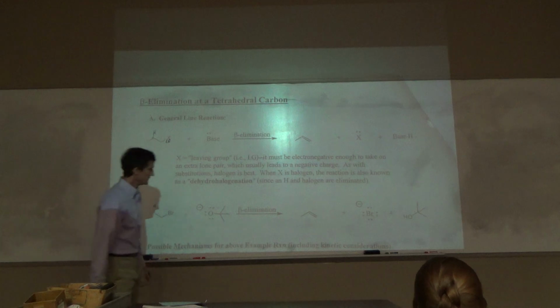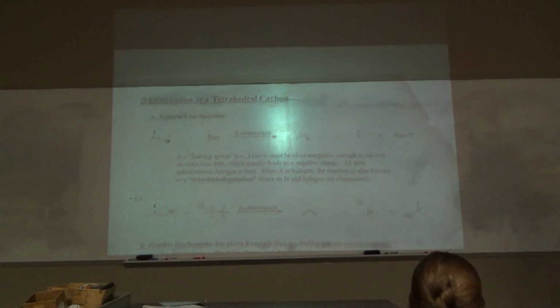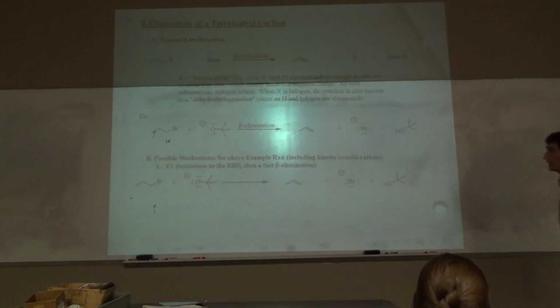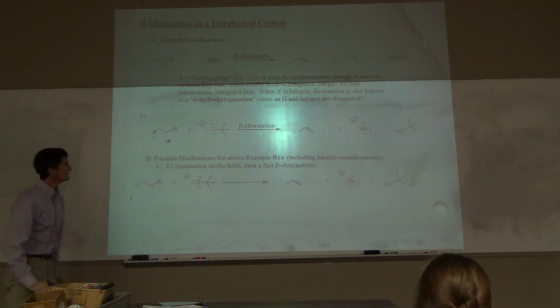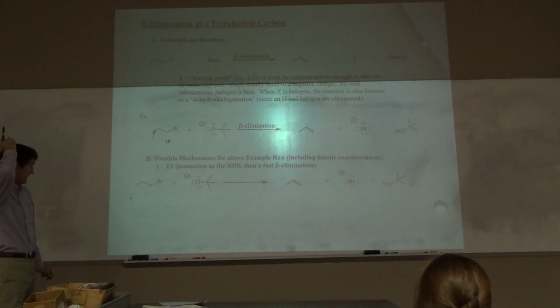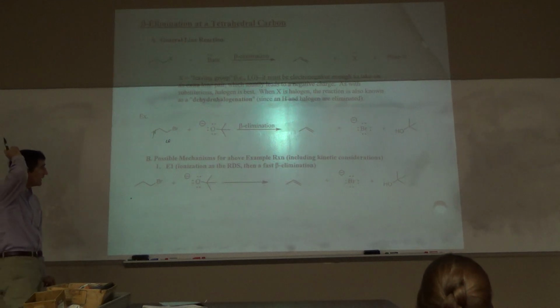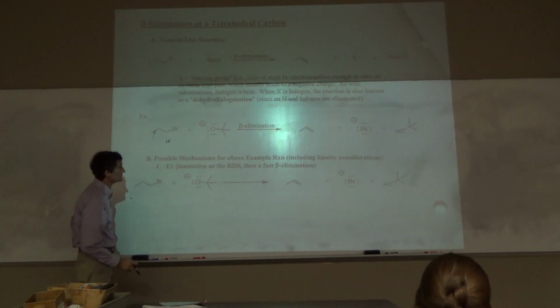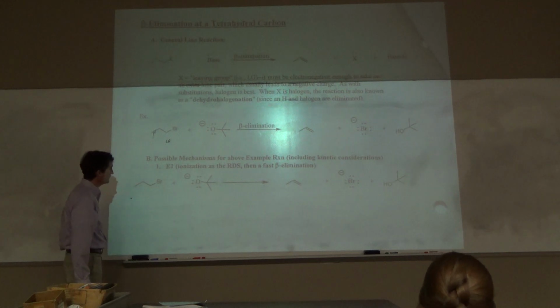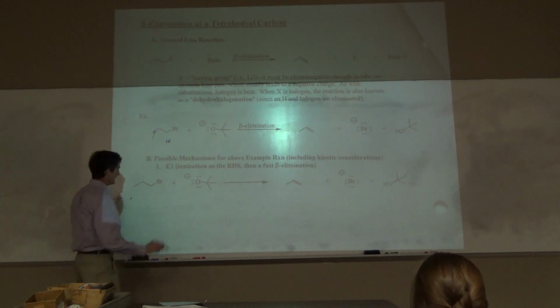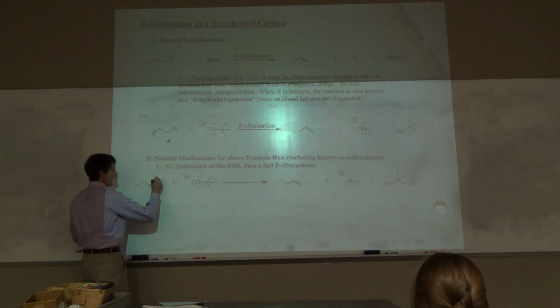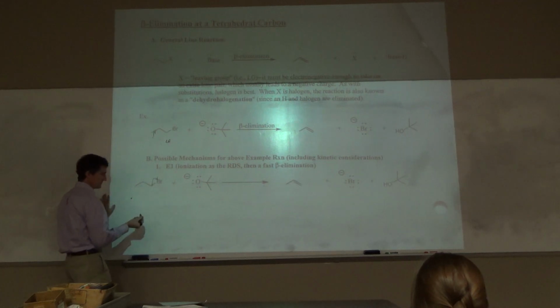Let's look at possible mechanisms for this. How could we do this? All right, I've already kind of given you a little bit. Let's do what we're going to call an E1. Okay. One possible mechanism. Let's see. We got to form a Br minus. What if I just do this? What would that do?